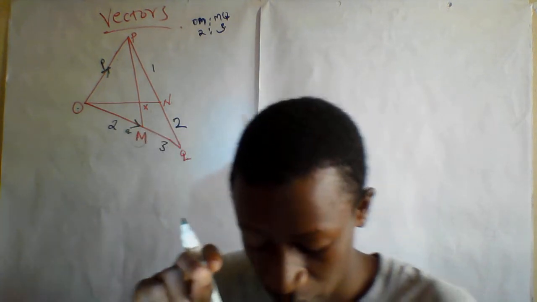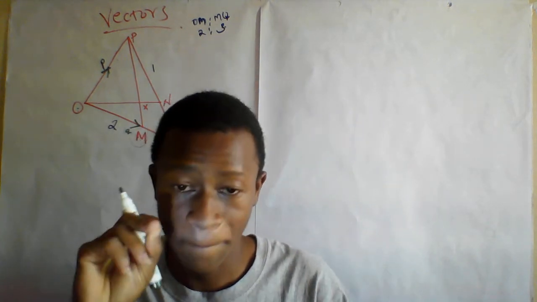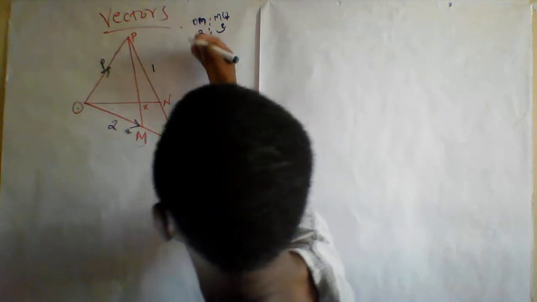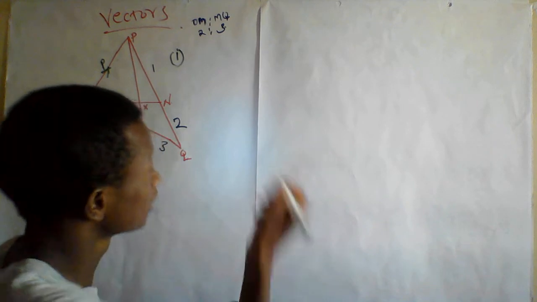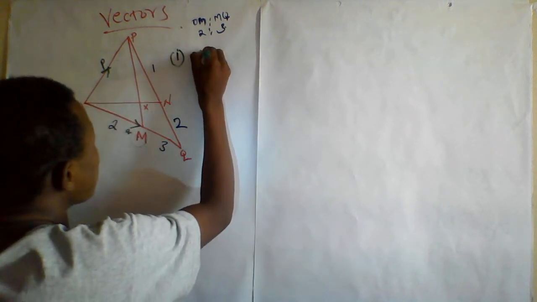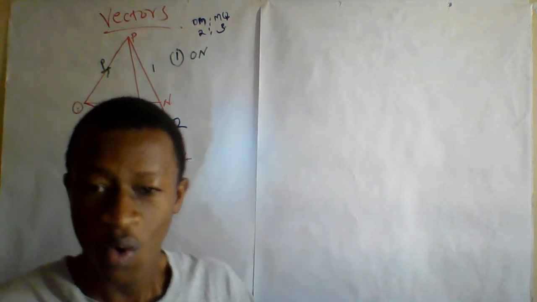So we have tried to express the terms in terms of p and q. Then Roman 1 of the question asks you to find ON.